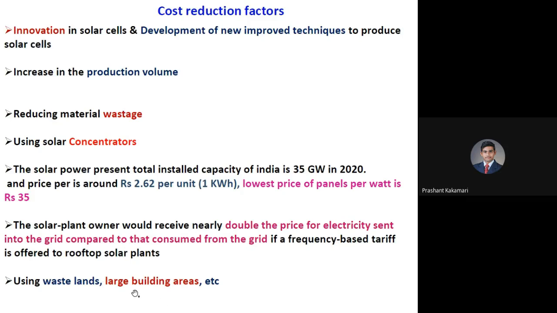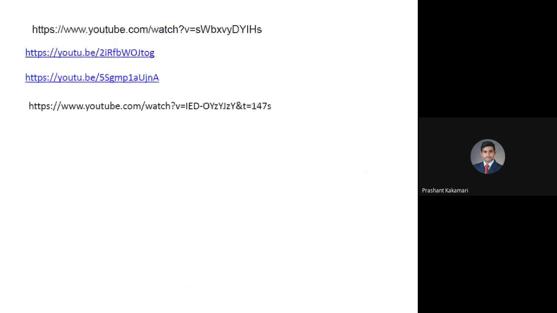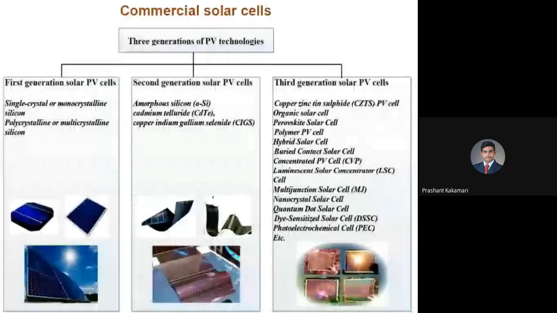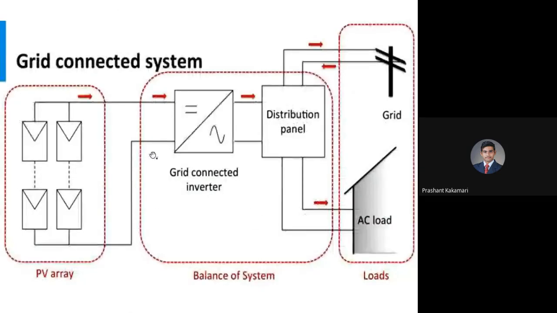Okay. Next, you can see the solar plant owner would be receiving nearly double the price for electricity sent into the grid, compared to that consumed from the grid. If you see grid connected systems, as we discussed in the earlier topic, whatever amount of power is generated from the PV cells on the buildings or on the given wastelands, if he supplies that energy to the grid, the government should provide him double the price of whatever he has sent.